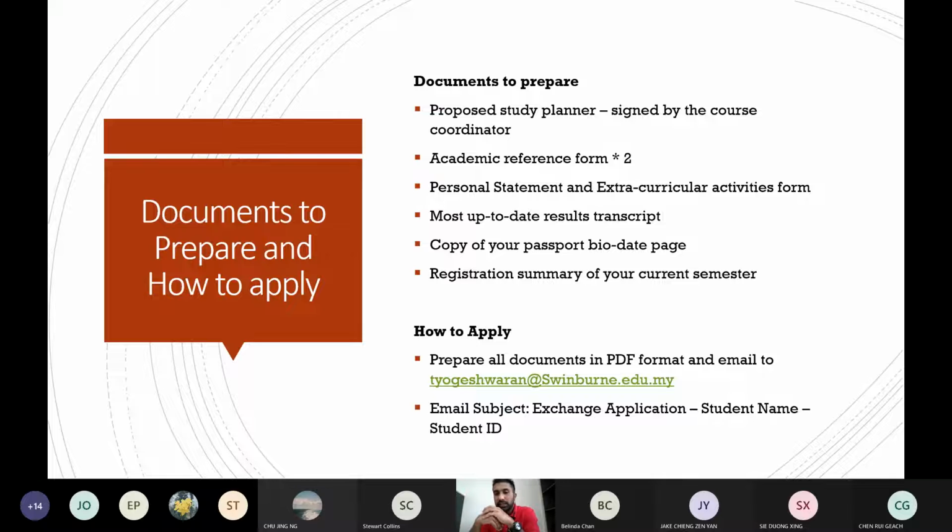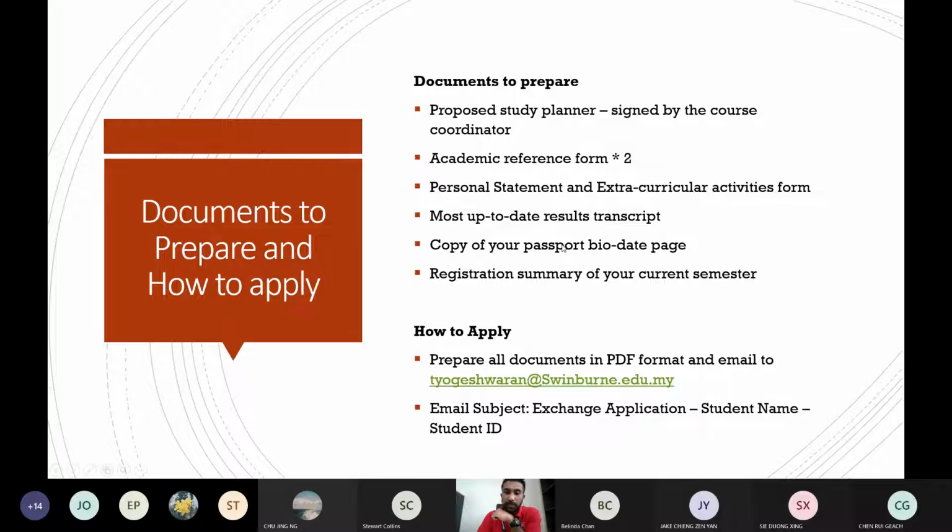The fourth one is your results transcript. If you have completed 2 semesters, then you need to submit a copy of your results for the 2 semesters. If you've completed 3 semesters, then you have to submit the results for the 3 semesters. Whichever semesters you have completed, you need to submit the results for that. The fifth one will be your passport biodata page. And the last one is the registration summary for your current semester. You can do this from your student portal. Once you have enrolled for the units for this semester, you need to take a screenshot showing what units or subjects you have enrolled in. You need to submit a copy of that, right?